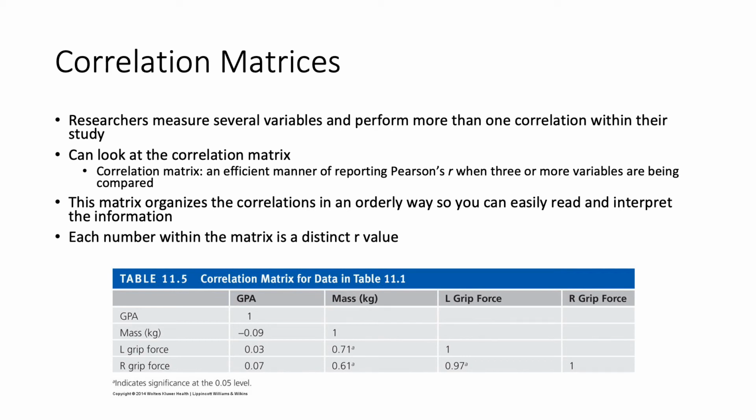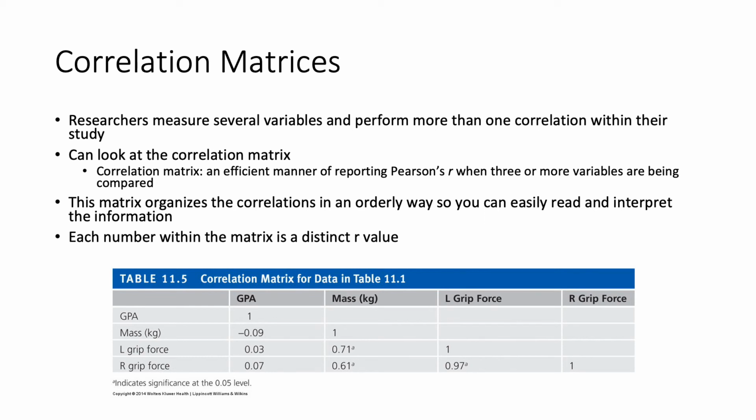A correlation matrix table is created, which is an efficient manner of reporting Pearson's R when 3 or more variables are being compared. This matrix organizes the correlation in an orderly way so you can read and interpret the information easily. Each number within the matrix is a distinct R value. So let's take a look at the table here, where each column and row intersect. There is a value for that specific correlation.